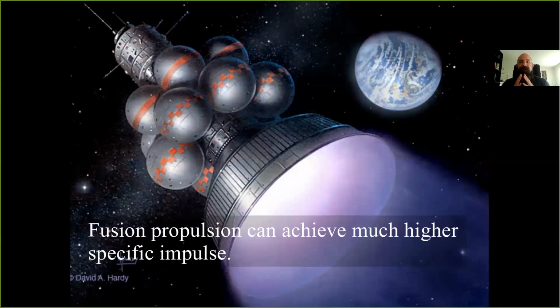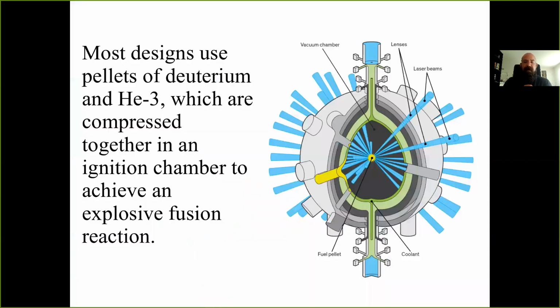Now, if we could achieve fusion propulsion, this gets an even higher specific impulse. So we can go even faster with that. With fusion, the way this works, as opposed to fission where you're breaking an atom apart, with fusion, you're fusing two lighter atoms together in order to create a heavier atom.